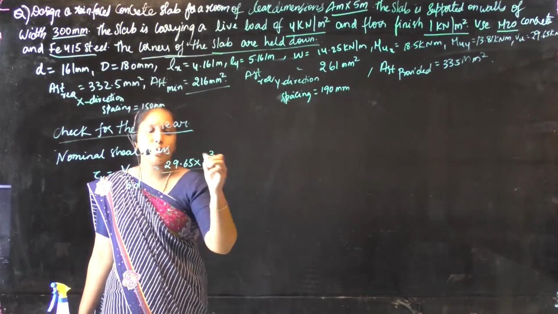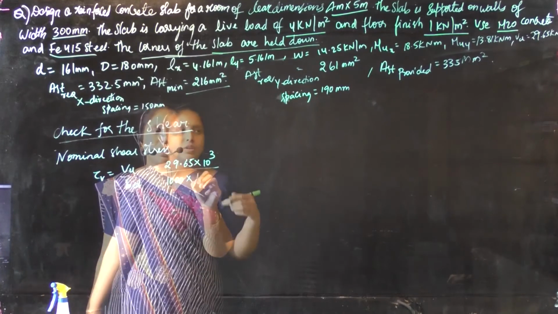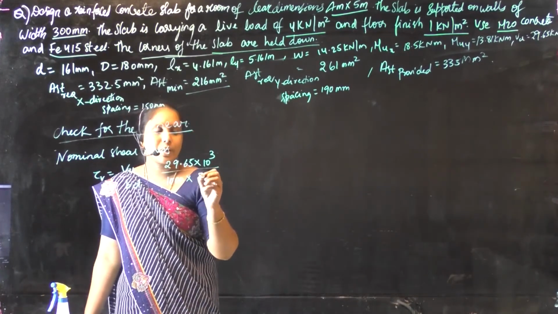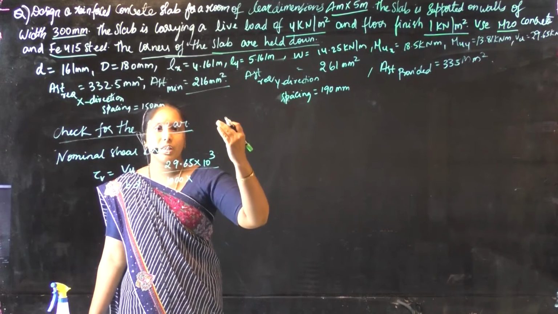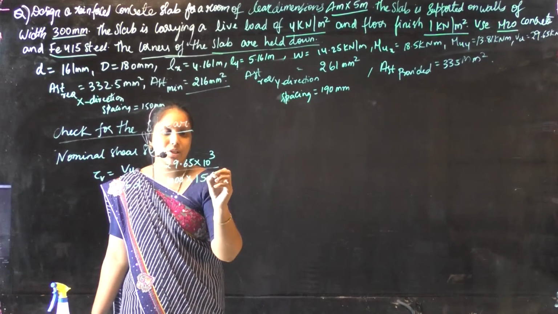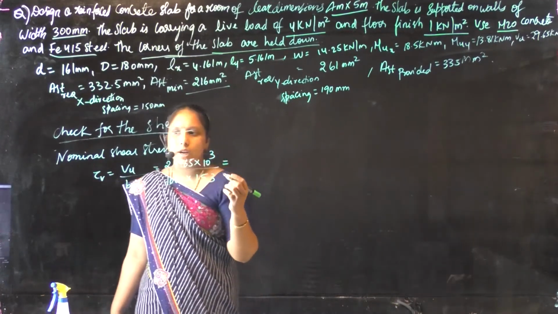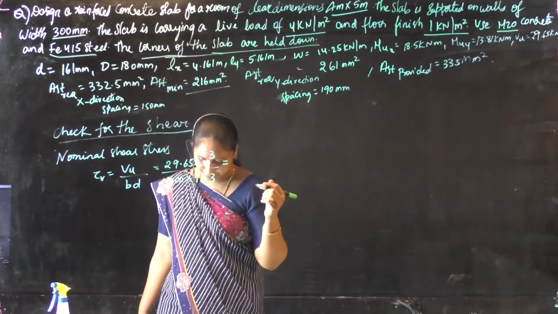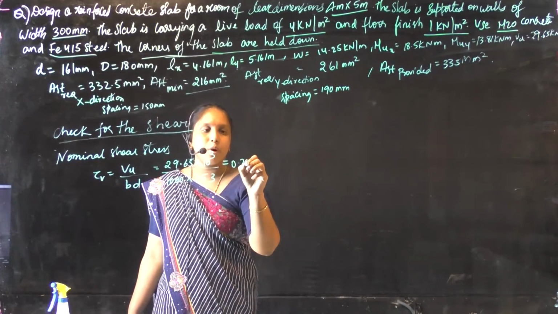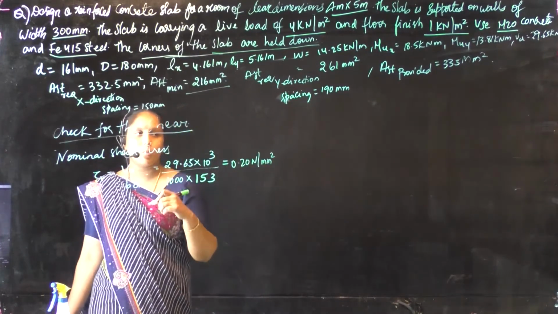That is 29.65 into 10 cube newtons, divided by B. B will be 1000, and D. So D here is nothing but the effective depth for the reinforcement in the y direction, which is 153 mm. So if you solve this, you'll get a value of tau v as 0.20 Newton per mm square. This is what our tau v value is going to be.